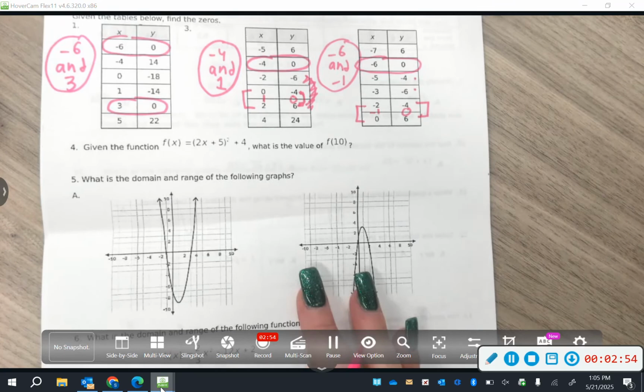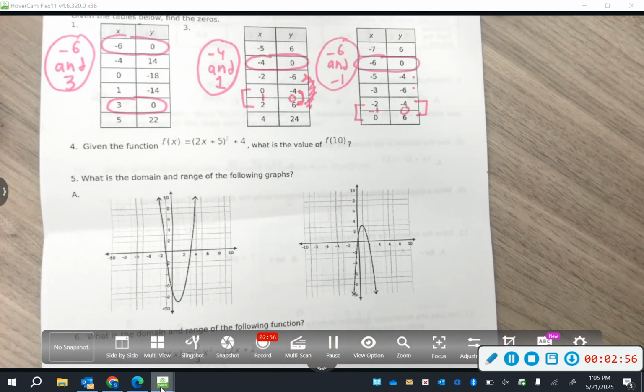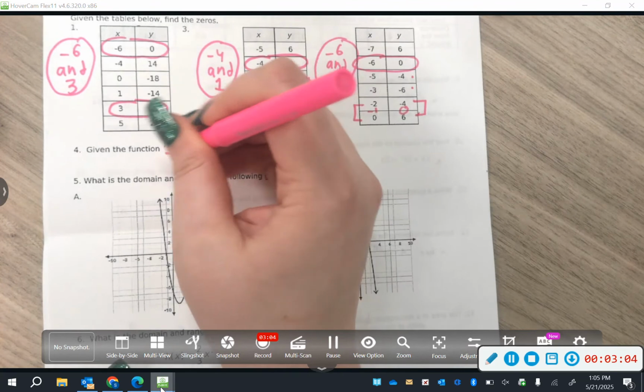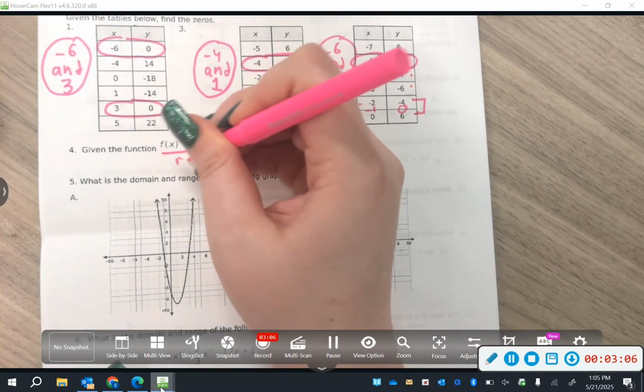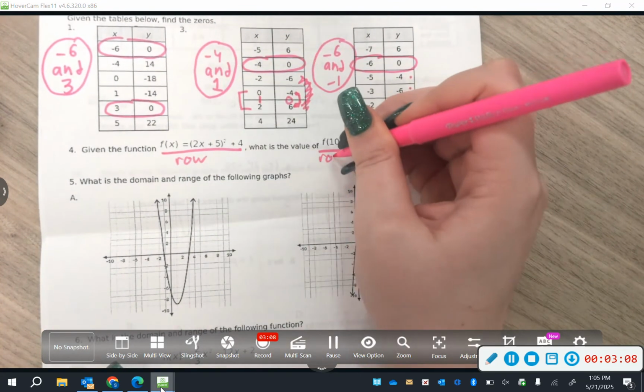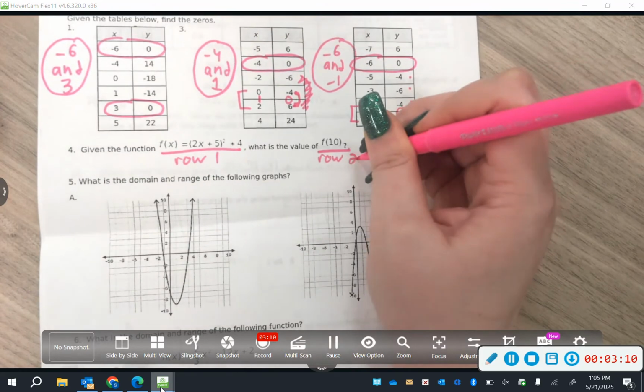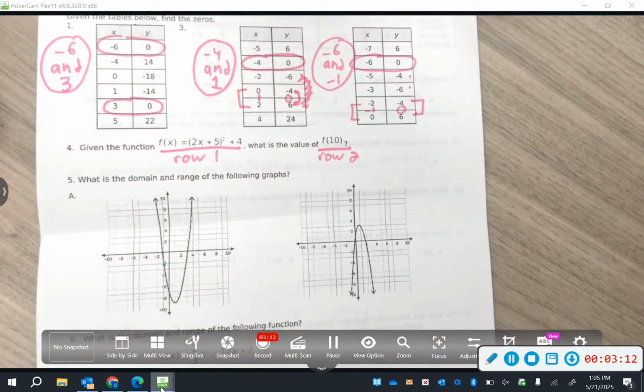All right, for number 4, it says given f of x equals (2x + 5) squared plus 4, what is the value of f of 10? This is a row 1, row 2 question for your calculator. I'm going to go ahead and plug that in. Remove all my junk.